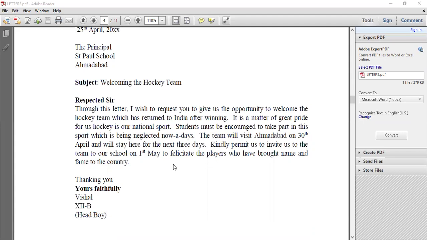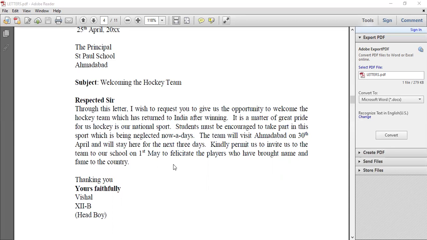Of course, we are just concentrating and involving in cricket and, even somewhere, football or basketball or some of the games instead of our national sport. So we need to concentrate, we need to involve, we need to create that enthusiasm and interest. So students must be encouraged to take part in the sport, which is being neglected nowadays. The team will visit Ahmedabad on 30th April and will stay here for the next 3 days. So kindly permit us to invite the team to our school on 1st May to felicitate.